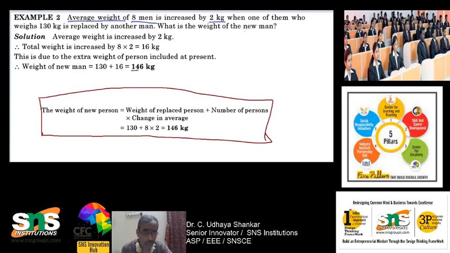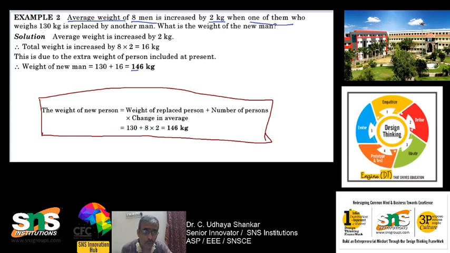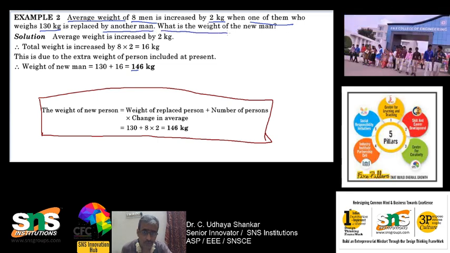See, in the previous case a new person had been added, but here we are going to replace. So here the total weight remains the same. The average weight of 8 men is increased by 2 kilogram when one of them who weighs 130 kilogram is replaced by another man. So please read it. This is the question which we have to solve: what is the weight of the new man?